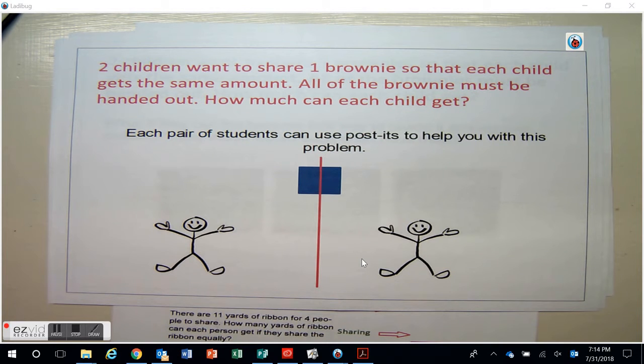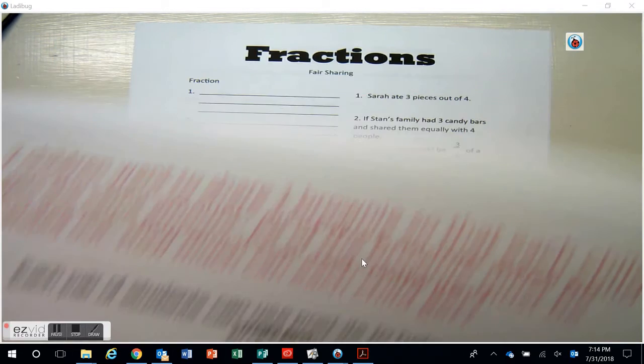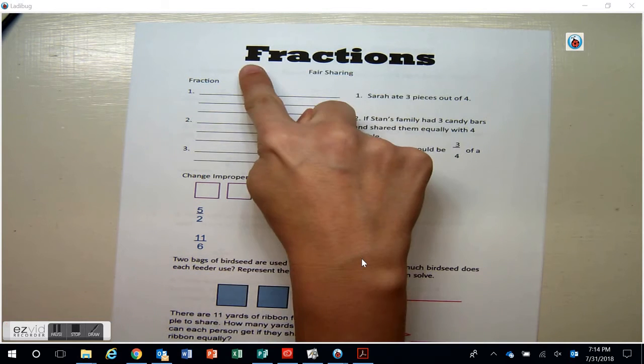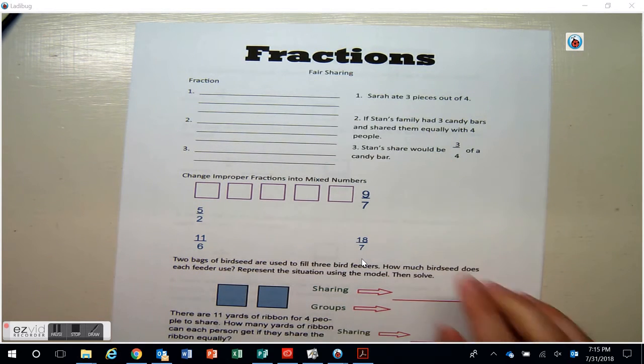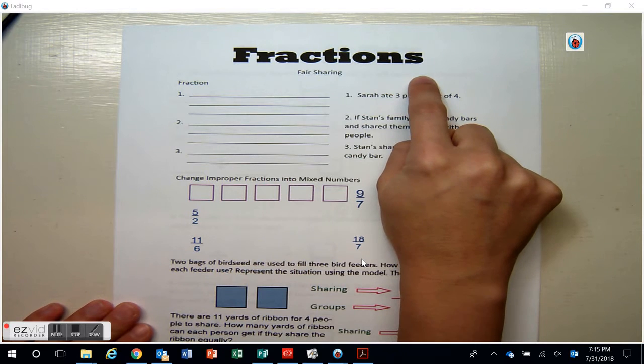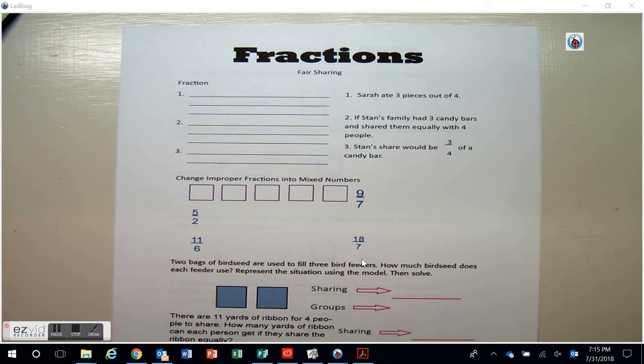Again, this time I would use 1 Post-it to represent your brownie, manipulate it so that each of the 2 children get the same amount. Well, each of the 2 children are going to end up with half of a brownie. We take that 1 brownie and we split it up between the 2 children.